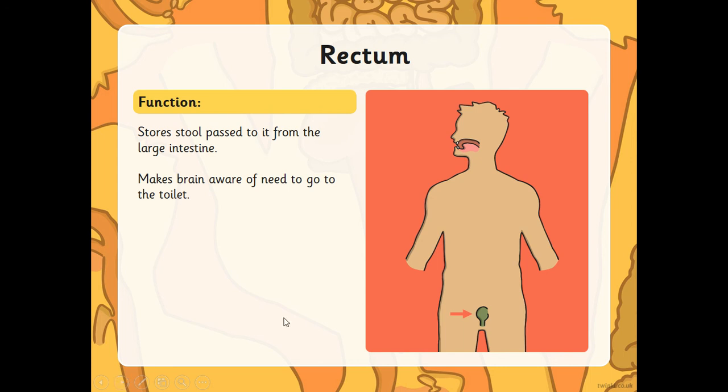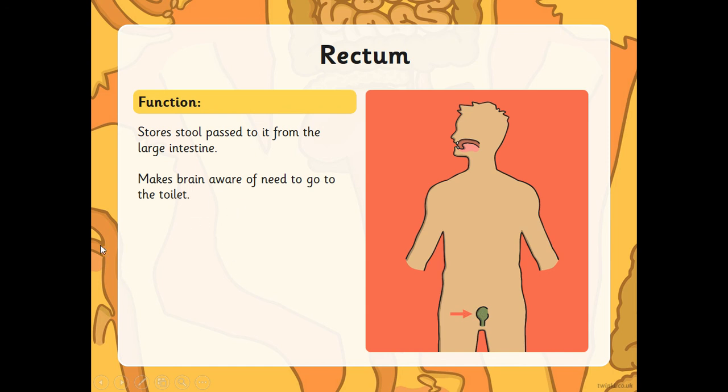And then we've got the rectum. So that's your bottom actually. So it stores stool, so stores poo, passed to it from the large intestine, so all that waste gets stored here as poo, and when it builds up there, it makes your brain aware of your need to go to the toilet. So that's when you feel that you need to go to the toilet, basically, and that will be all that waste.